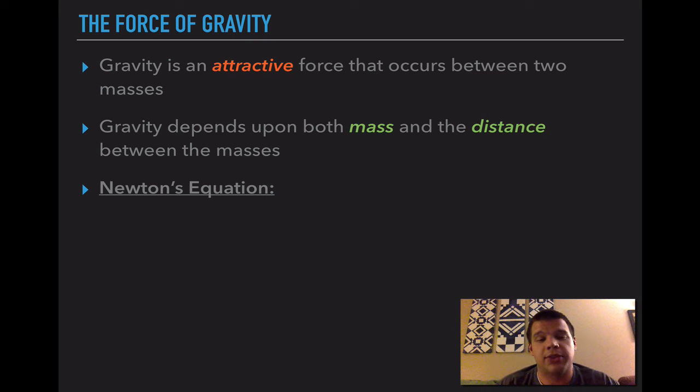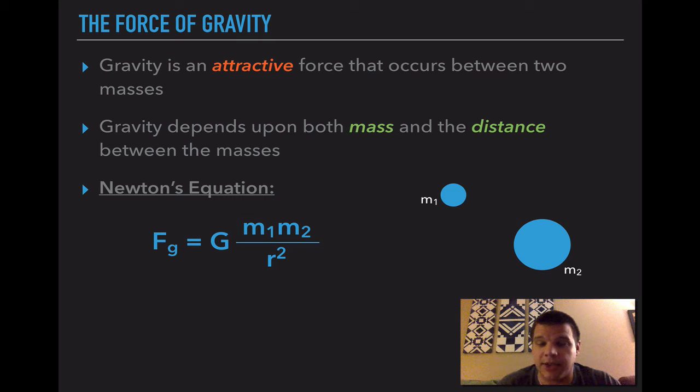So Newton actually defined an equation to calculate the actual force of gravity between objects, and this is what he came up with. So Fg stands for force of gravity, G m1 m2 over r squared. So m1 and m2 are just the masses, okay, so the value of those masses or the quantity of those masses. And then r is the distance between the two. It's the center to center distance, so from the middle of each of those objects.